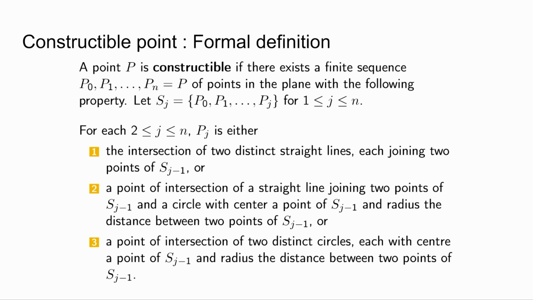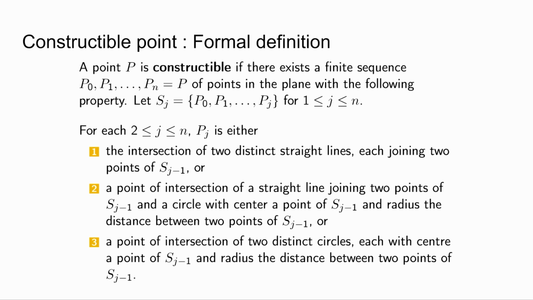For the circle, it's a similar story. The center must be a point of that smaller subset that does not include P sub j, and the radius also has to be the distance between 2 points of that smaller subset. And lastly, if we have two different circles, their center and the radius, the distance between the center and the edge of a circle, those points also must come from the smaller subset that does not include P sub j. So that's the formal definition.